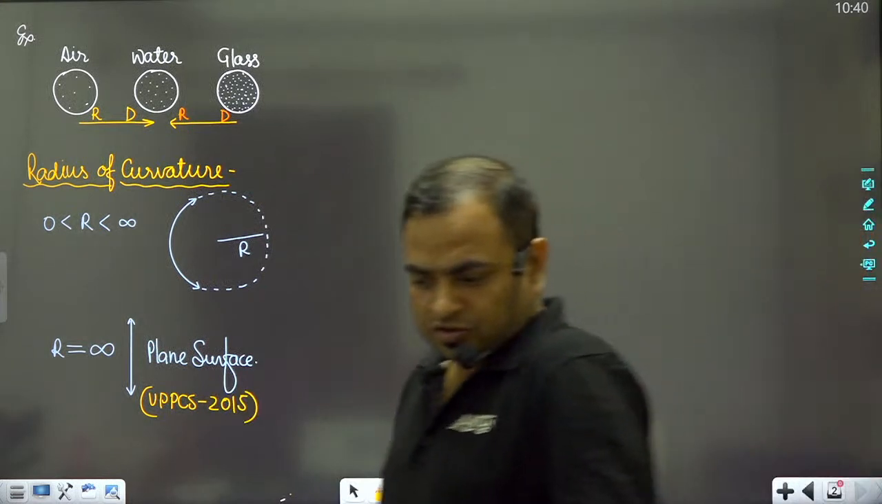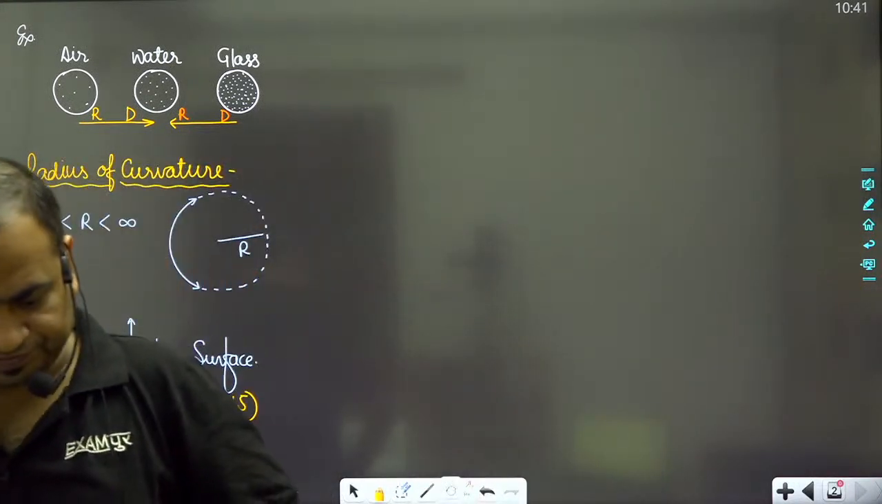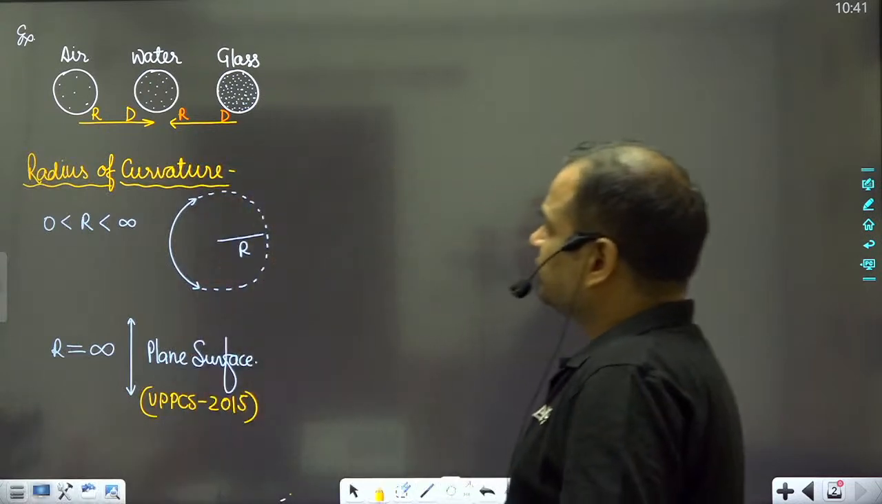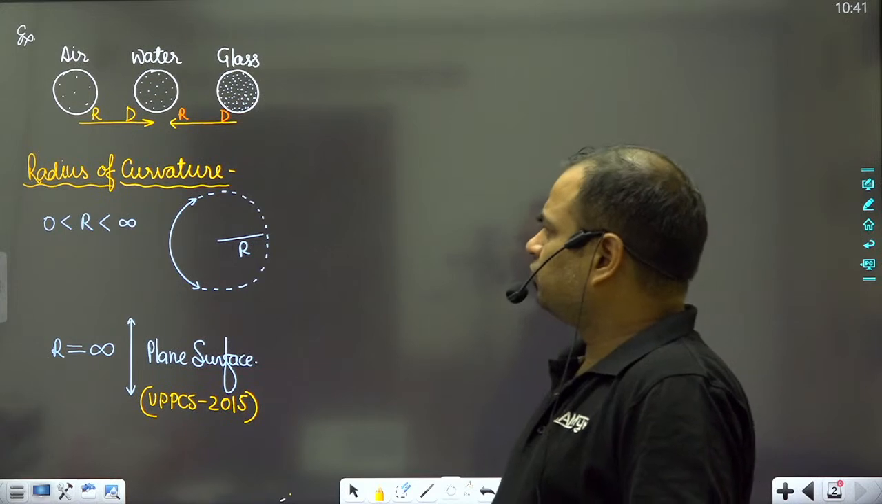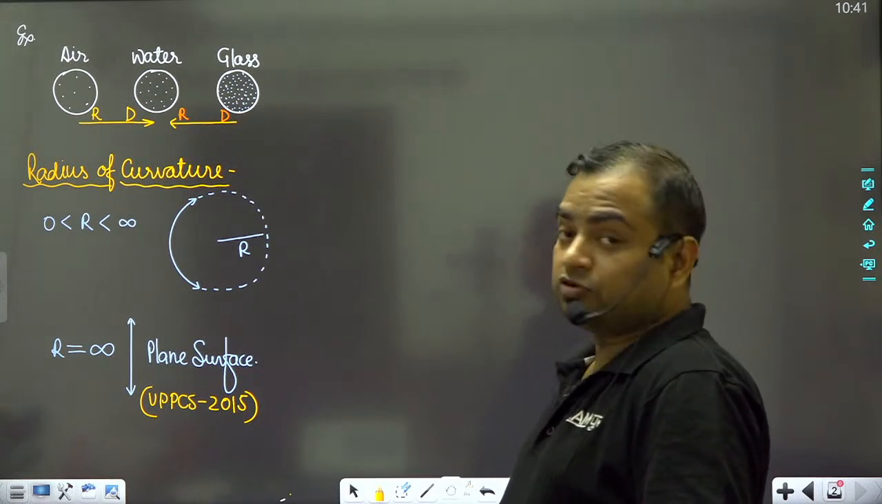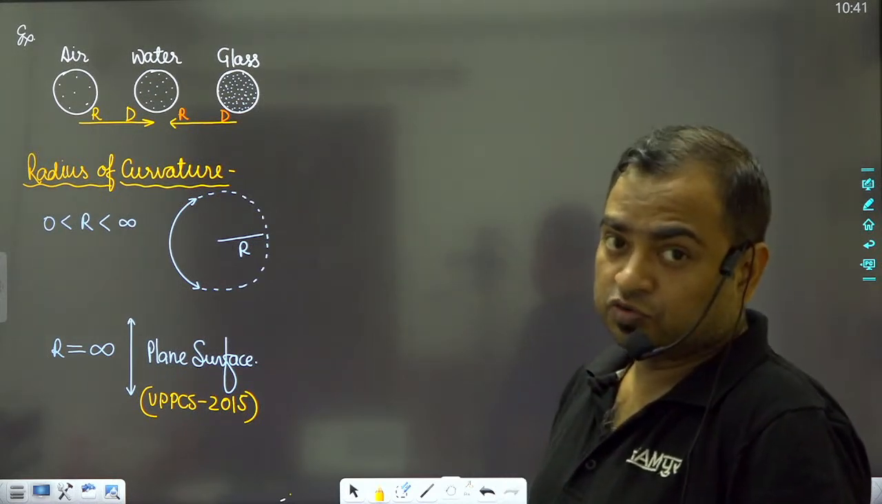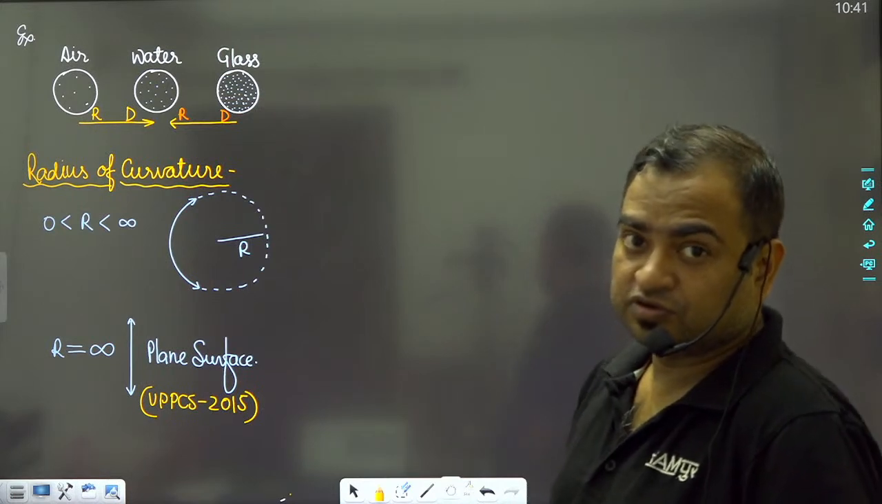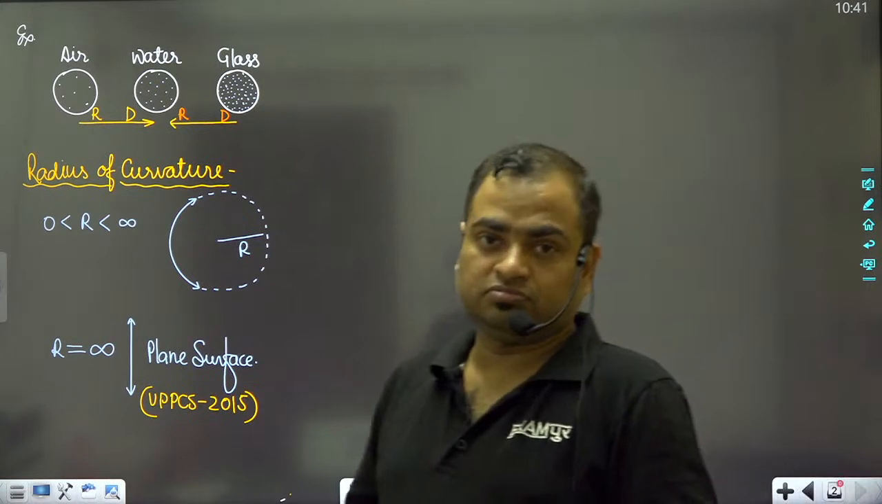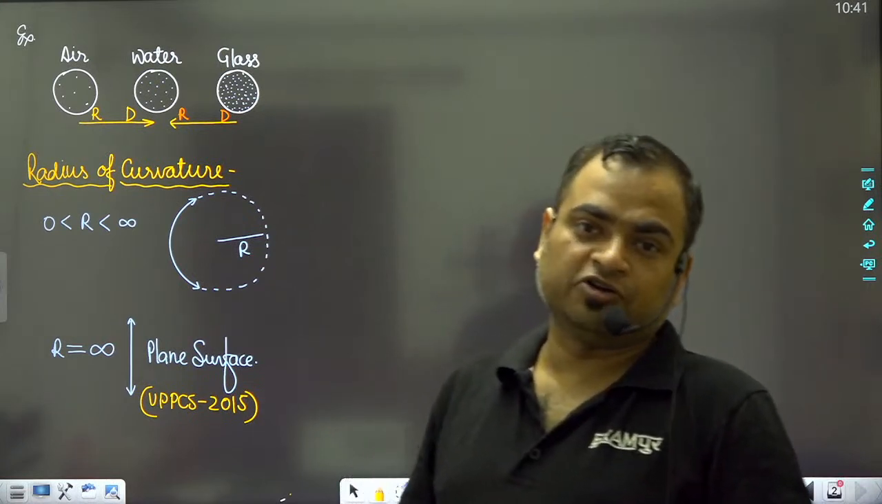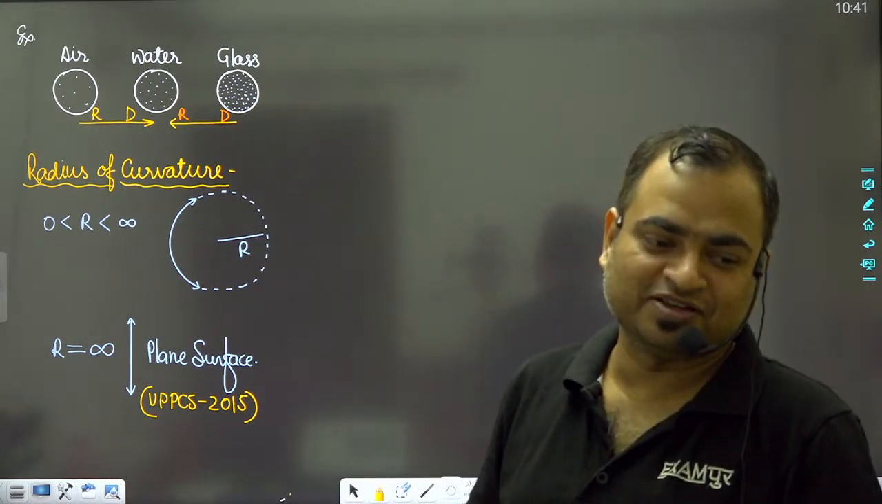Okay, so this is the radius of curvature. Now let me tell you about images. So what are images? Actually, the colorful shadow of a body, that is known as the image.